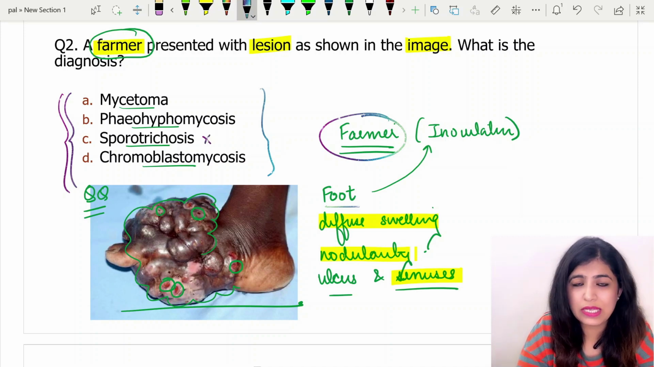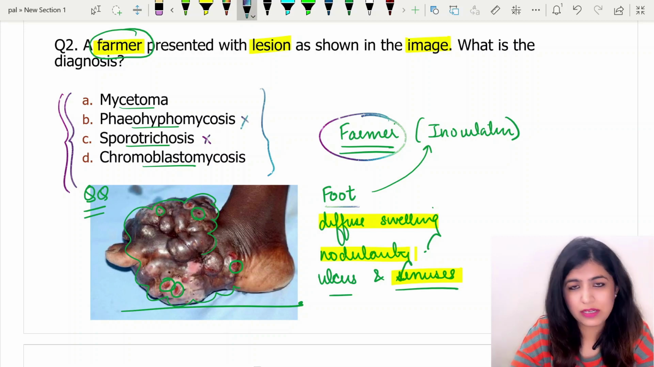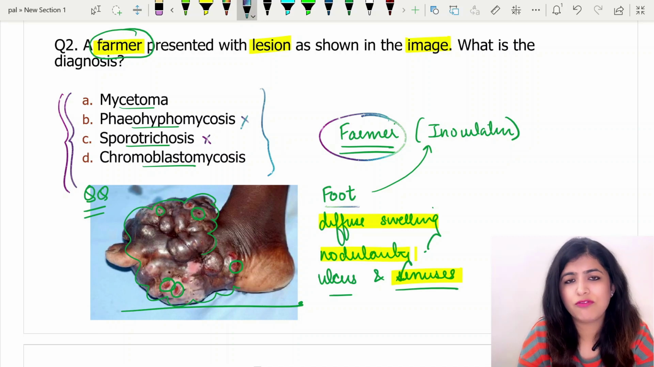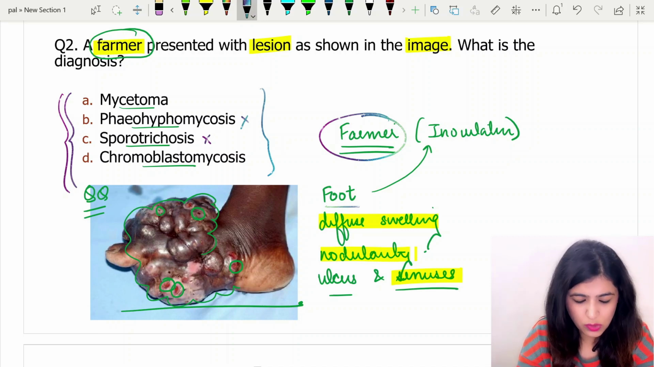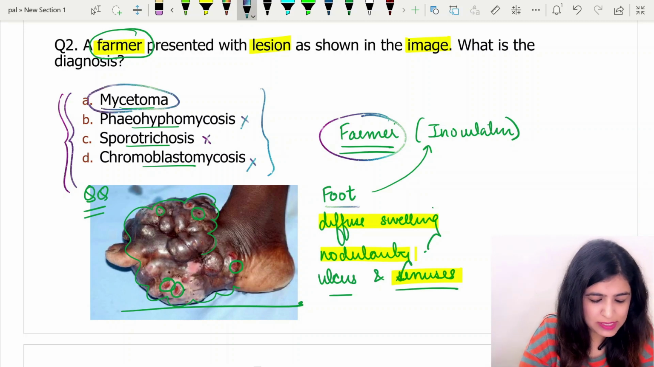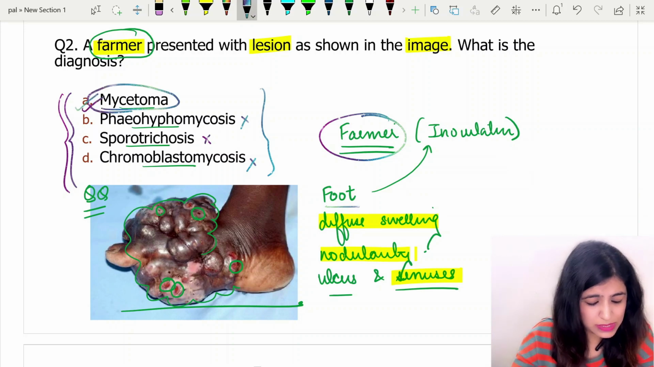PHAEOHYPHOMYCOSIS, the overlying skin is mostly normal. Again, it will not look like this. CHROMOBLASTOMYCOSIS, overlying skin has to be verrucous. It has to be rough and warty. Again, not like this. And seeing the triad of mycetoma, my answer becomes A.